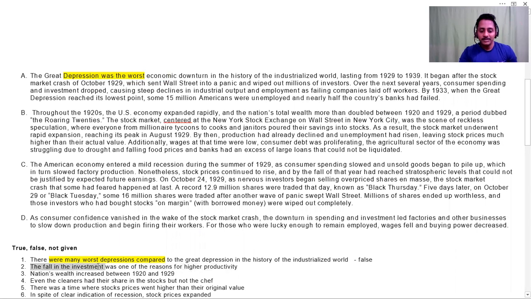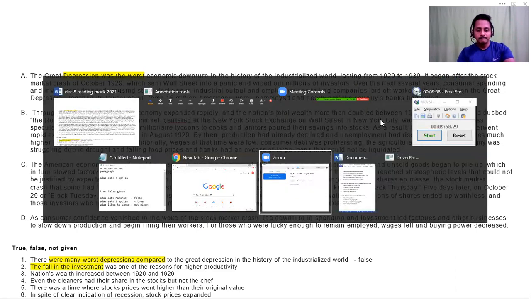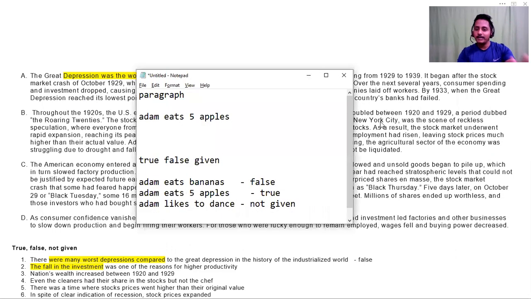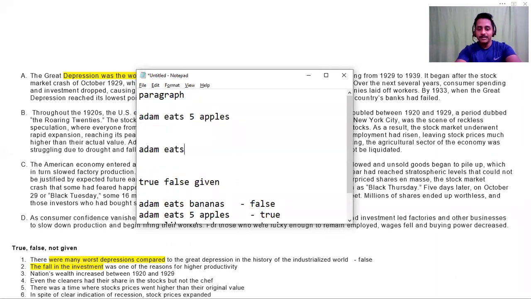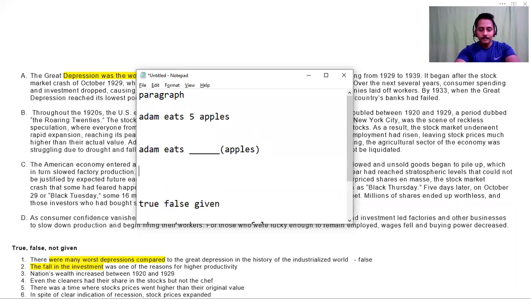Okay. The fall in the investment. My question is different. I'm not asking you about true, false, not given. I'll make you understand very easily. This is the statement: Adam eats 5 apples. Can anyone complete this? Adam eats what? Can anybody complete this statement, please? Apples. Perfect, Ganesh. Correct.